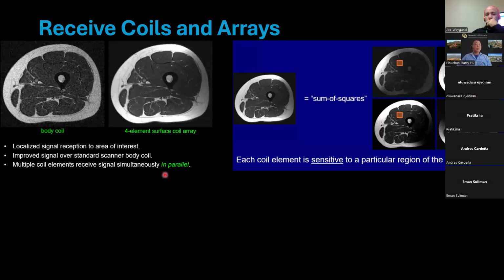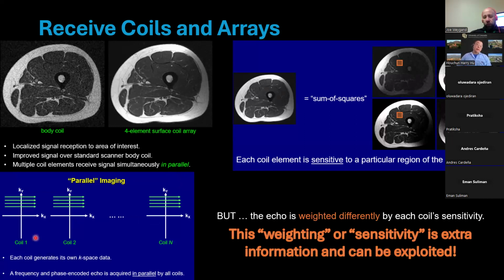So that's where the parallel term comes in. We are measuring the signal in parallel through different coils, and so each pixel in that anatomy is picked up by 4 different coils in this case, and you see the sum of squares. And each coil is sensitive to a particular region of the image with differential sensitivity. So in essence, every coil in the pulse sequence acquires its own k-space, and you'll get your own image, and it's the weighting of the sensitivity areas, the extra information, that's exploited.